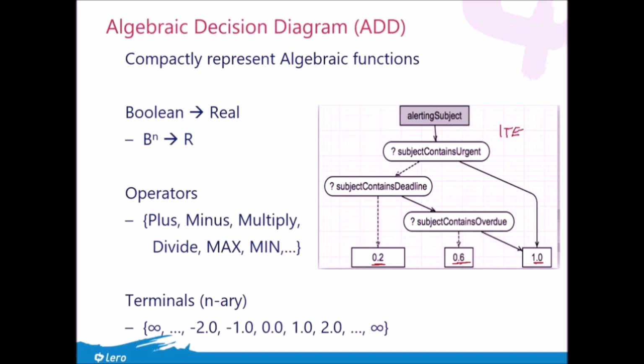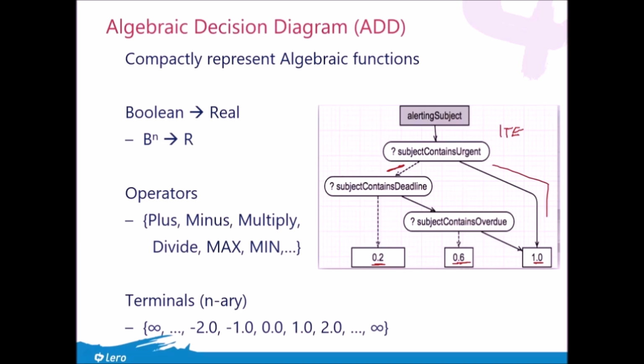So again, we still have our predicate. If it's true, then take the high pointer. If it's false, then take the low pointer. Operators now are plus, minus, multiply, divide, max, min. Because we're dealing with real values, we can now use mathematical operations as opposed to Boolean operations.